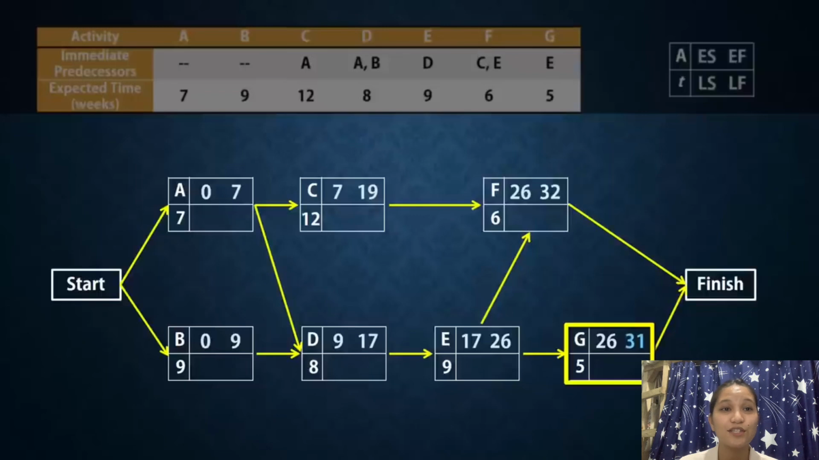Note here that although G is the last letter, it does not have the highest earliest finish because F has 32. So we say that the project's completion time is 32 weeks. In essence, the project's completion time is the highest earliest finish time at the finish node. So let's do the backward pass.